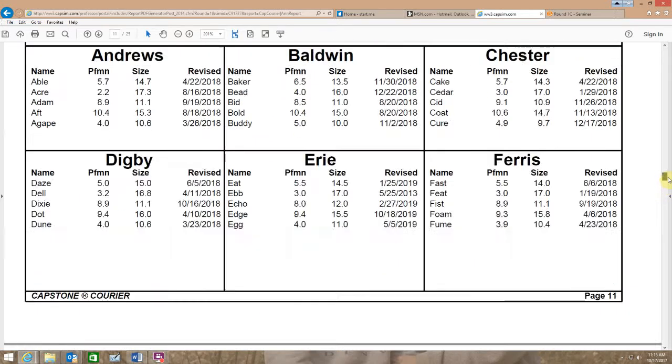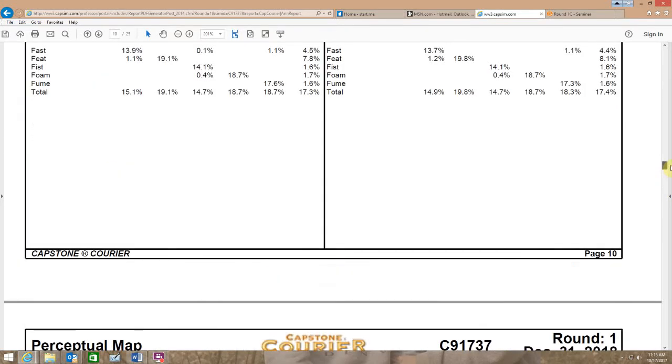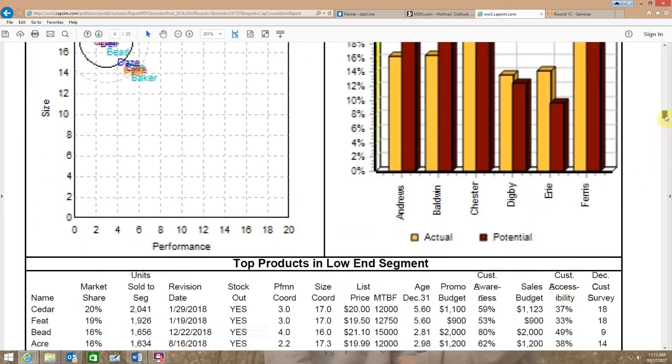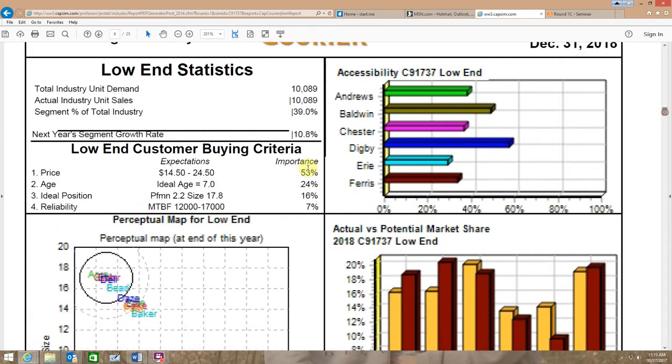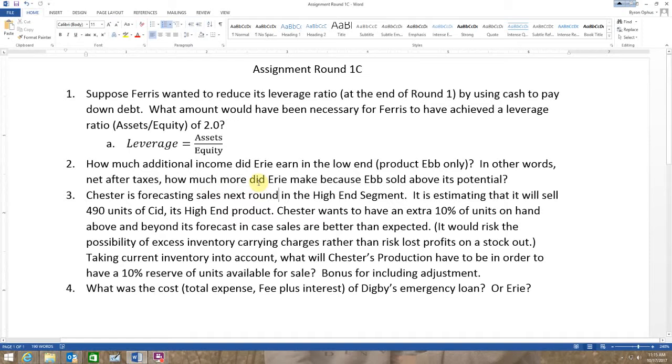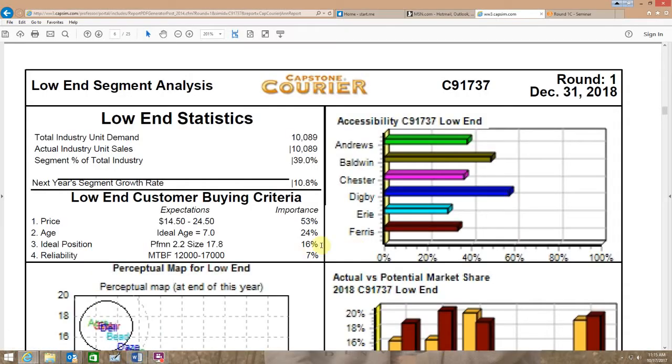If I come down to the potential versus actual, Ebb: 13.8 potential, actual 9.3. Then you take that and multiply it by whatever the total demand was, 4 or 5%. So they could have sold 400,000 more products at whatever price they sold it at. Then we have to figure out what our marginal cost was on that.